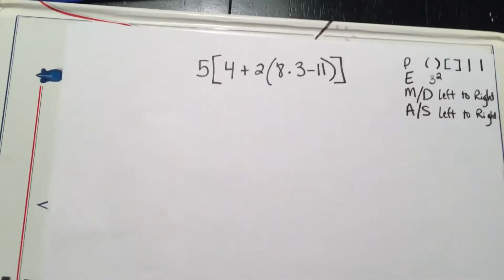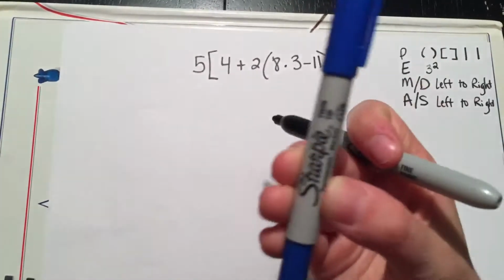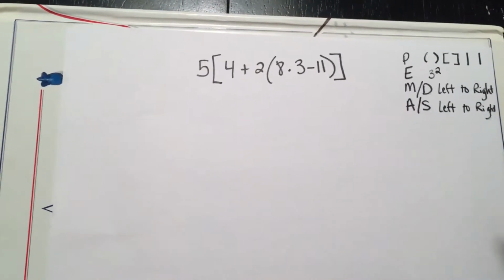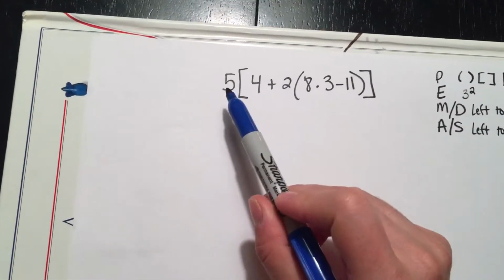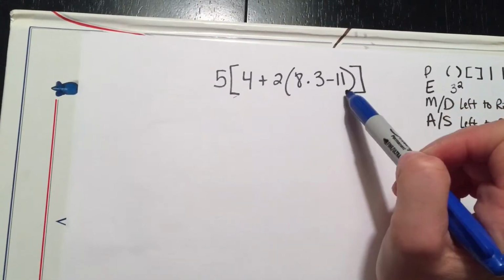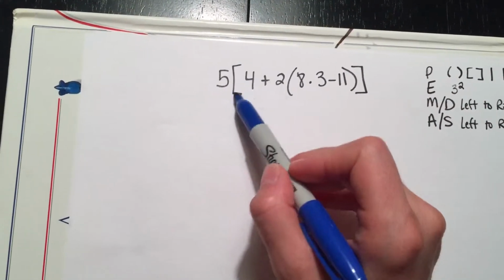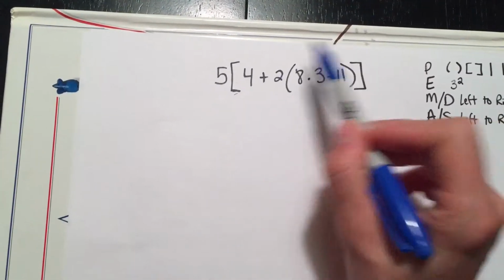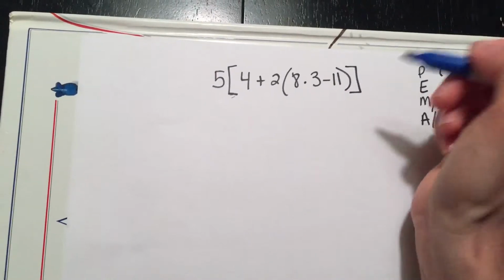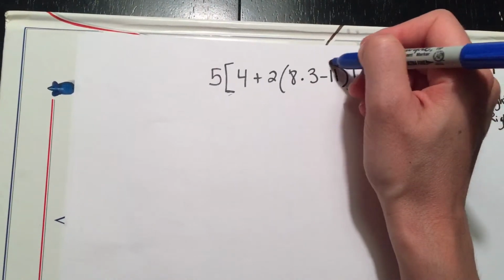Okay, then what I like to do for order of operations is have a different color pen that I'm actually going to circle what I'm doing first. So I take a look at my problem here, and I see right away that I've got a set of brackets and then a set of parentheses. So I'm going to look at the brackets first, and inside of the brackets I see that I have addition, then I have some parentheses. So I know I'm going to be doing the parentheses first.